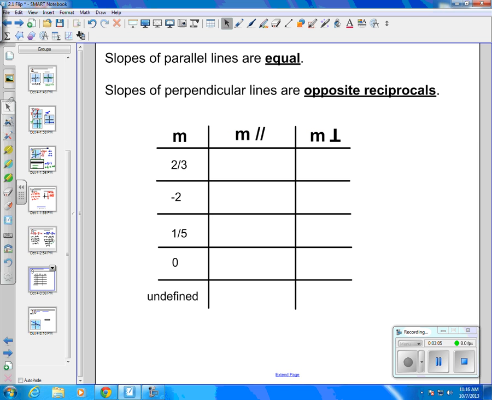The last part that we want to focus on is dealing with the slope of parallel and perpendicular lines. You should remember from geometry that the slope of parallel lines will be equal. So if we're dealing with the slope of a line in this column, the slope of the line parallel is in this column right here. Those numbers are all going to be the same.